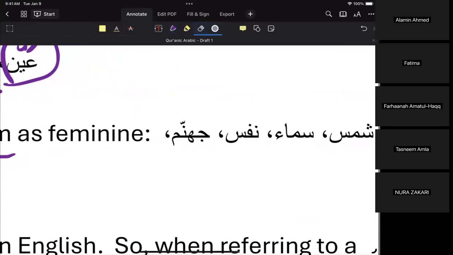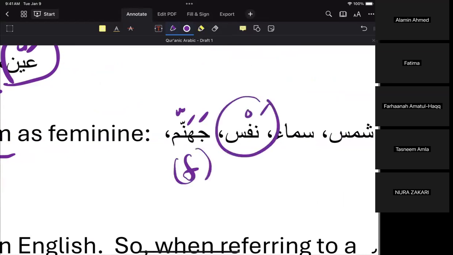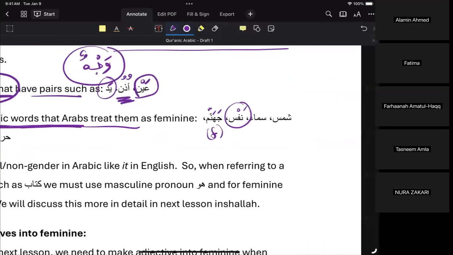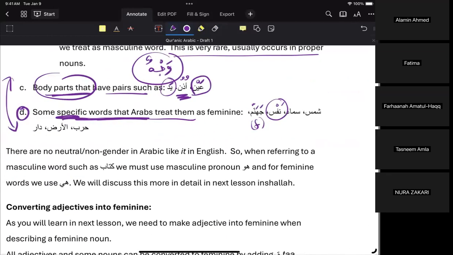And some of them are very strange. So you have Jahannam, which is hellfire. This is treated as feminine. Nafs. Here I'm giving you a few more additional words. Please make sure any word in this book or any words that we use in the class, you must know them.